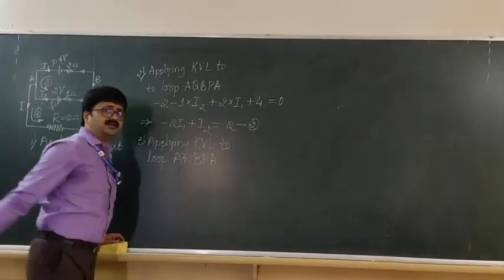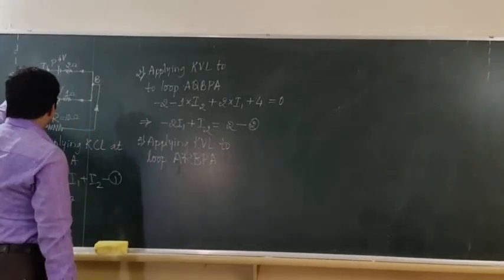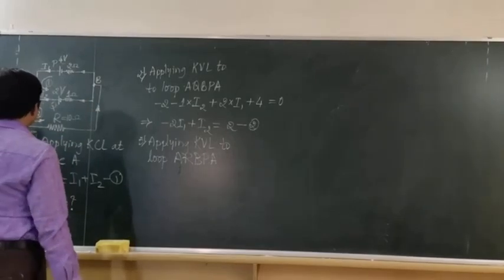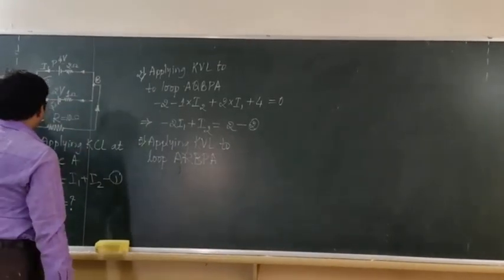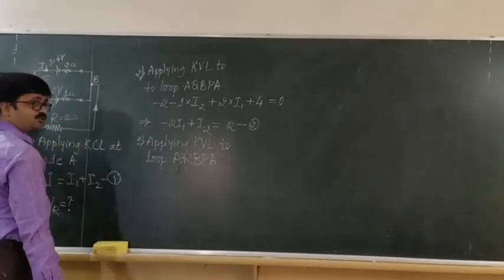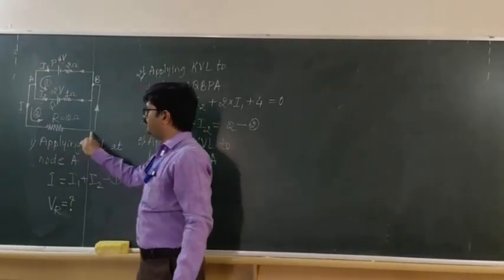This is the loop that I am choosing. Now in this loop again, what is the first direction path? First path is A to R, then R to B. So the direction of traverse is from A to B. And what is the direction of current here? Direction of current I is again from A to B.